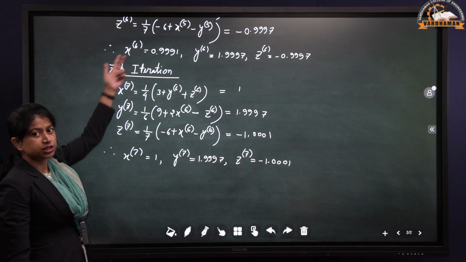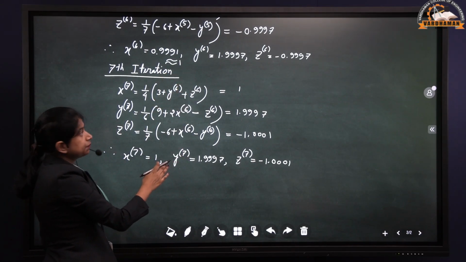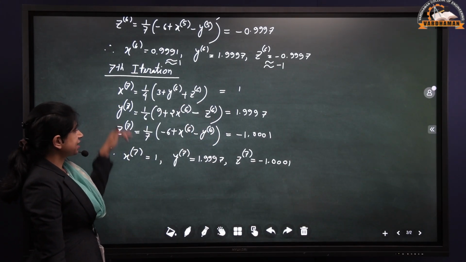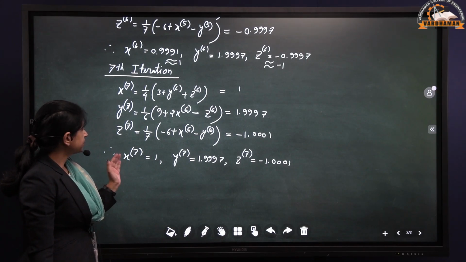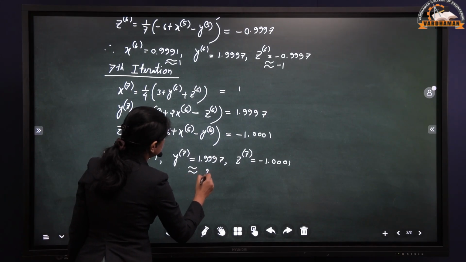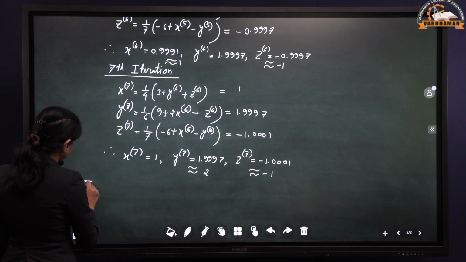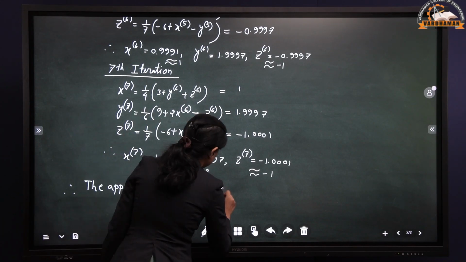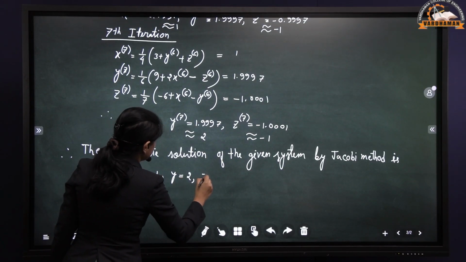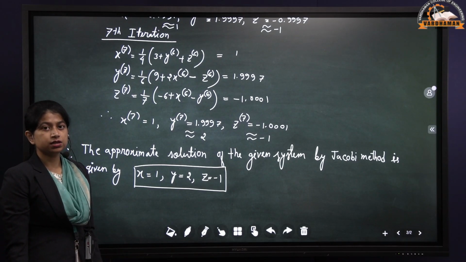So look at this 6th iteration and 7th iteration. This is approximately 1. y6 and y7 are same and z6 is approximately going towards minus 1. Therefore we will stop at 7th iteration and we can say that the approximate value for x is 1, the approximate value for y is 2 and the approximate value of z is minus 1. Therefore, the approximate solution of the given system by Jacobi method is x equal to 1, y equal to 2 and z equal to minus 1. So this is how we solve the system of linear equations using Jacobi iteration method.